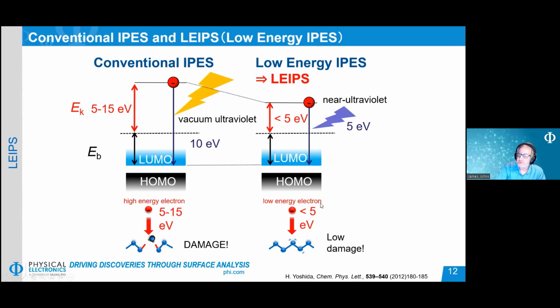Whereas for LIPE, because we detect photons at a lower energy, the electrons can be a lower energy, and below 5 eV, most materials do not get damaged by electrons. And this opens up massive territory that's been unexplored by inverse photoemission and makes a whole range of materials now accessible for this sort of direct measurement of the conduction band.